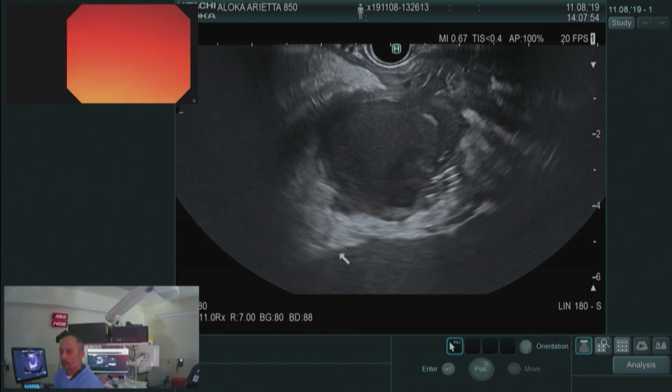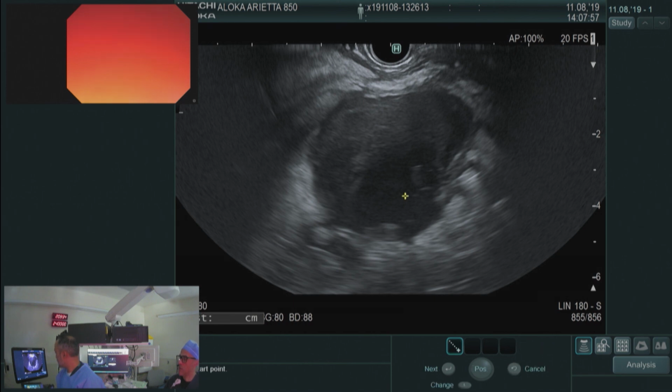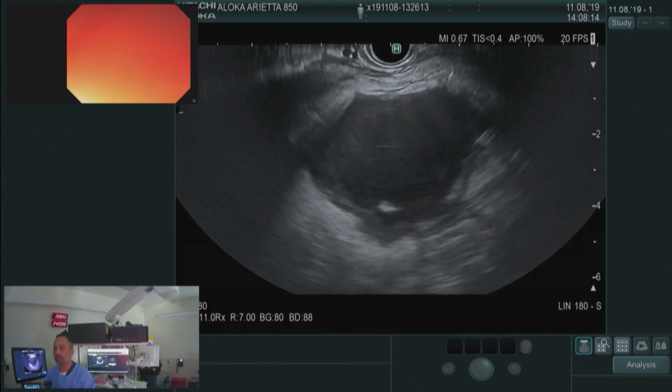Okay? So as we look at the cyst, we're going to measure it out and assess whether it's actually amenable to drainage. Okay, so we'll just do a quick measurement here. So on the smaller side for transgastric drainage, but certainly feasible to do. I think it sounds like we're going to switch over to the other room.